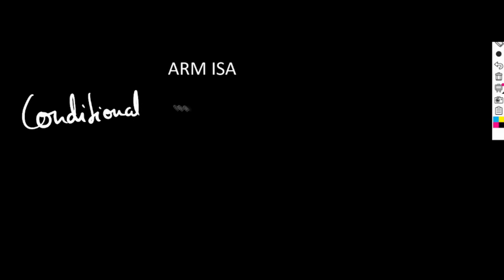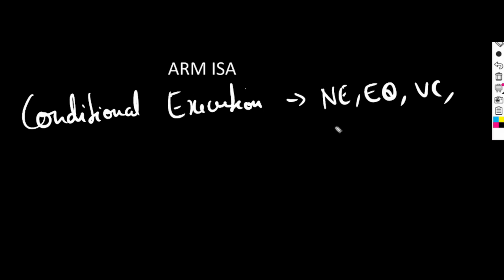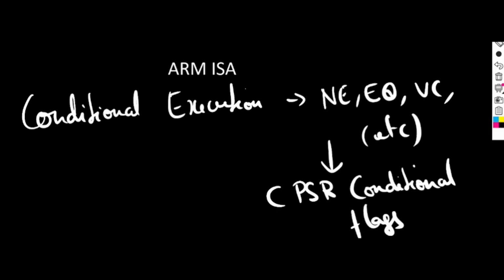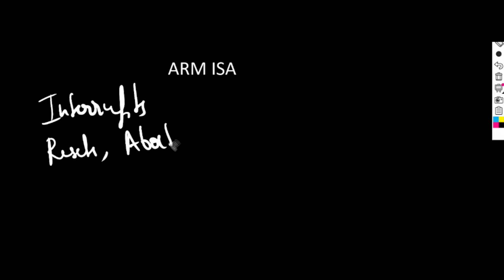Conditional execution. One unique feature of ARM is conditional execution. Nearly every instruction can be conditionally executed based on flags. ARM has support for interrupts, software interrupts, resets, aborts, and undefined instructions also.